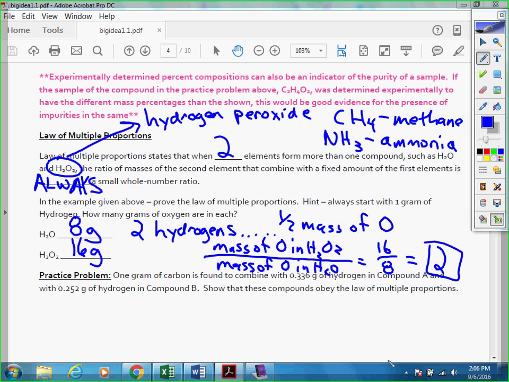Okay, practice problem. I want to see if you and your neighbor can come up with the ratio for the next one. 1 gram of carbon is found to have combined with 0.336 grams of hydrogen in compound A and with 0.252 grams of hydrogen in compound B. Show that these compounds obey the law of multiple proportions. So, figure out how you would do that.